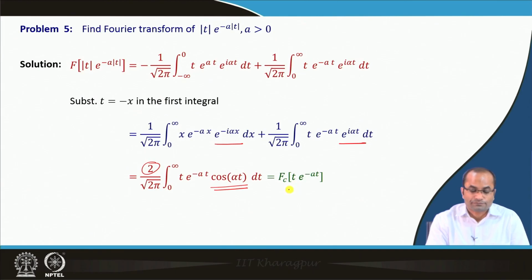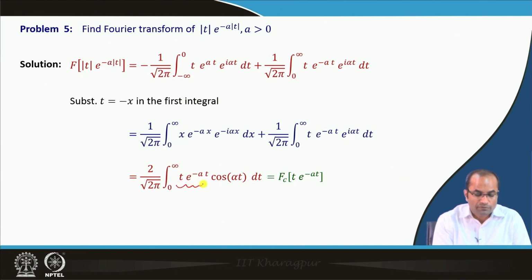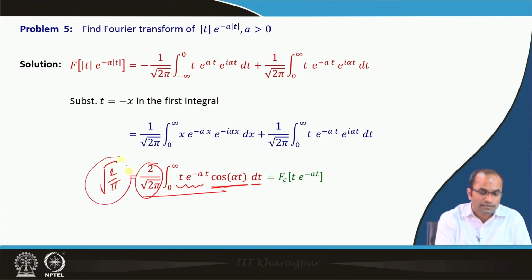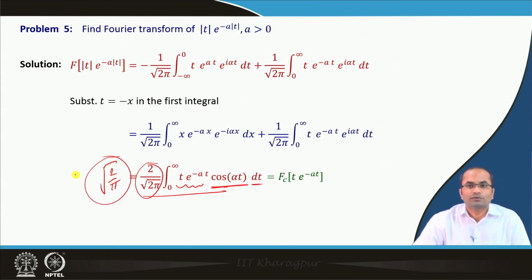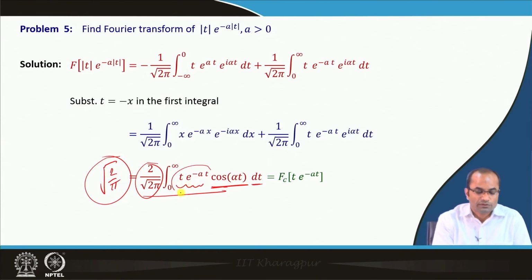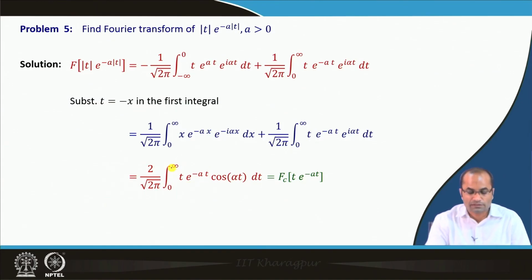So, we have here the Fourier cosine transform. If we take a look here, the t e power minus a t and cos alpha t dt. So, that was the definition of the Fourier cosine transform. And here we have square root 2 over pi. So, that is exactly the factor we have considered also in the Fourier cosine transform. So, this is precisely the Fourier cosine transform of t e power minus a t. However, we do not know what is the Fourier transform of this t e power minus a t.